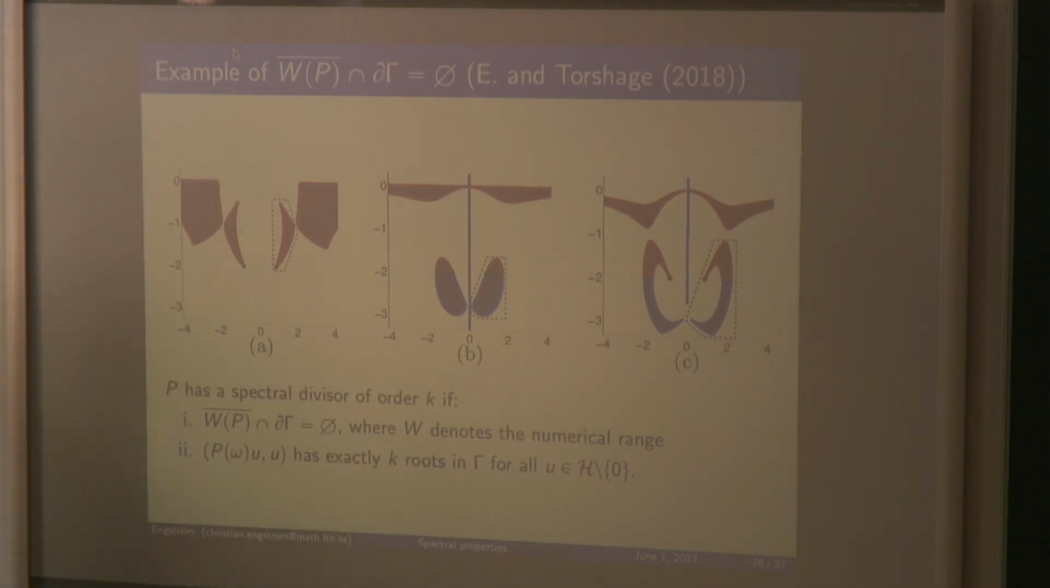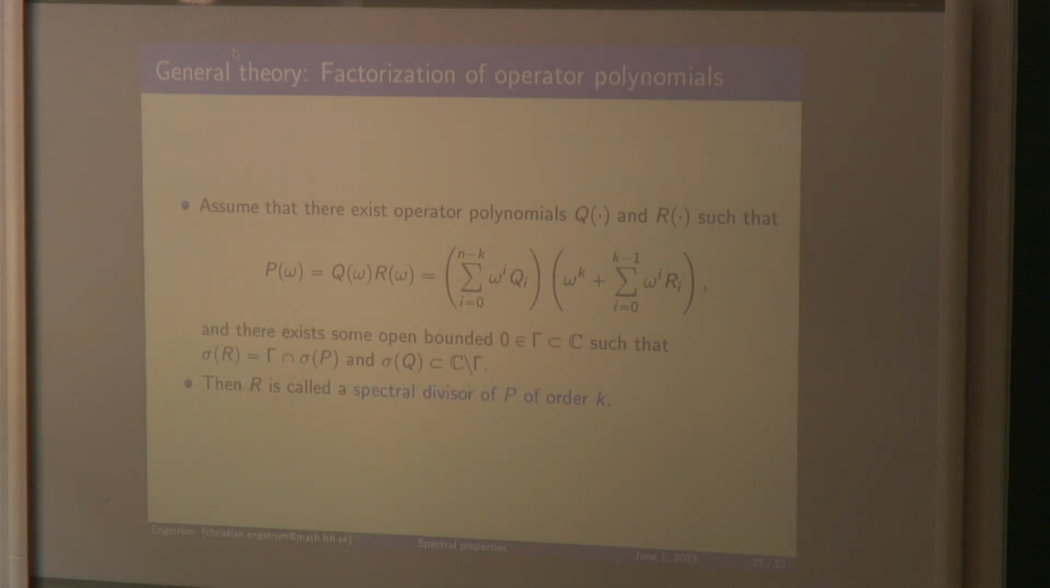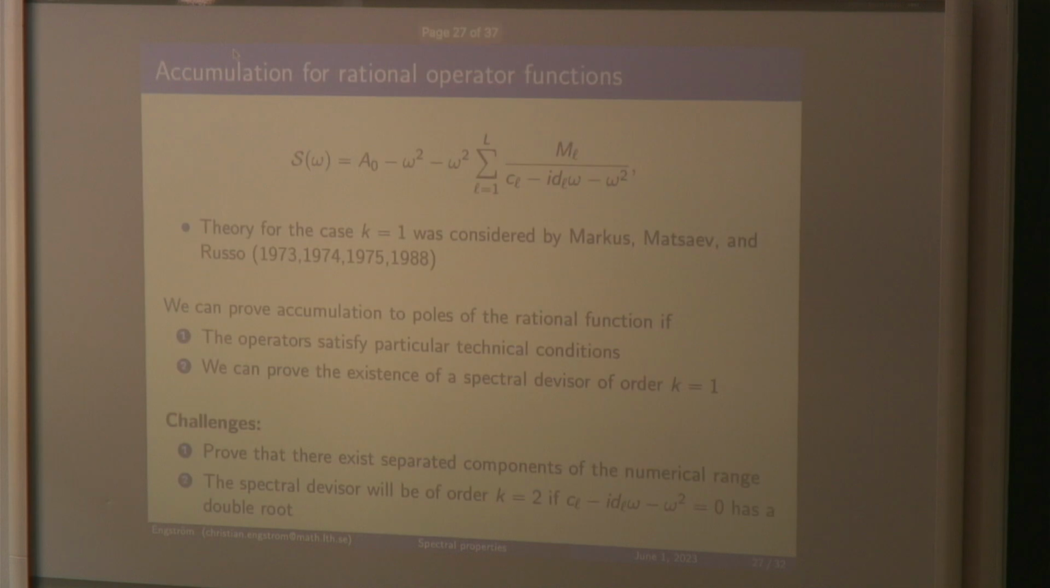This is one, and then we should have exactly k roots of this inside this part of the numerical range. So if we can show these two, then we know that we have a spectral divisor. So we know that we have this polynomial, this one with a certain k. This is rather technical, I think, at least, but I hope the main points go through.